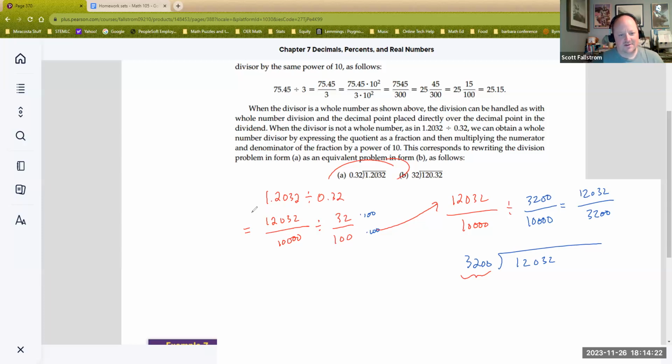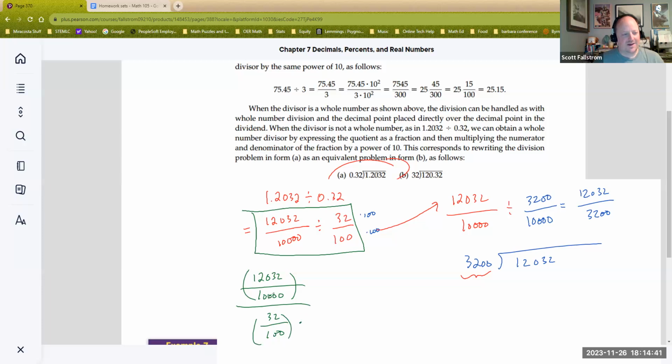The better way is to take this and use equal quotients. So what we're going to do is treat this like a fraction over a fraction. 12032 over the 4 zeros. There's the top. And on bottom, 32 over 100. And we're going to multiply by whatever this bottom one is, so that I end up with a nice whole number in the denominator. So I had 2 decimal places, so 100.